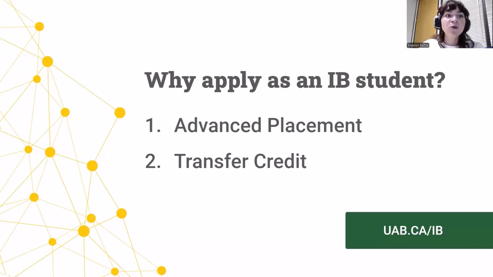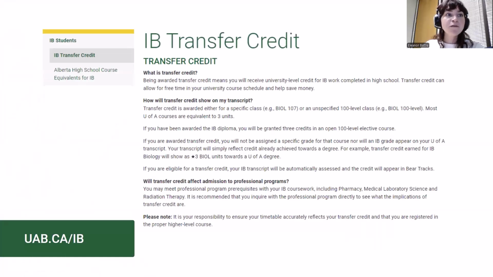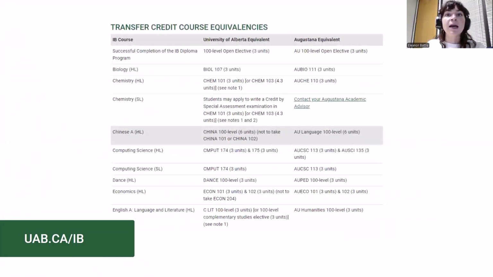Transfer credit is when you get University of Alberta credit for completing selected IB coursework if you get a 6 or more on your exams. For the full list of IB courses that have an equivalent U of A course eligible for transfer credit, this can be found at uab.ca under the Transfer Credit tab. These can also be found in the University of Alberta calendar. Note that if there is not a course on the chart, then it will not be eligible for transfer credit.